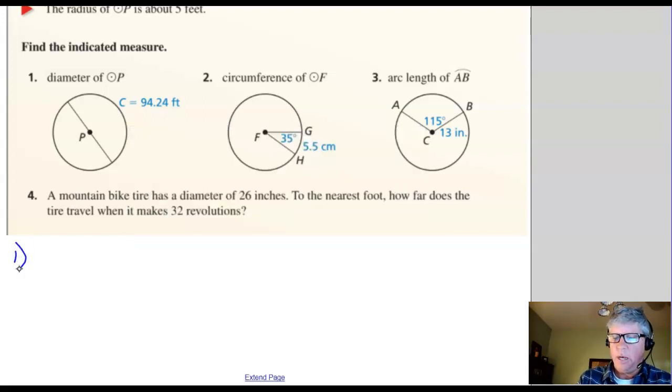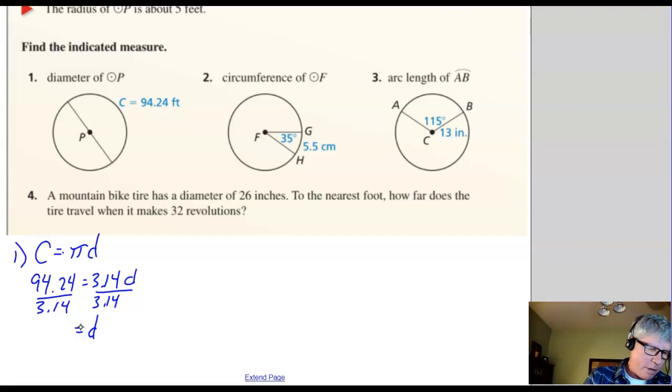So number one, we're looking for the diameter. So we know the circumference. So circumference equals pi d. Circumference equals 94.24, equal to 3.14 d. Divide both sides by 3.14. And I have my trusty rusty calculator right here. 94.24 divided by 3.14. About 30. And we want to do feet. Pretty cool. All right, number two.